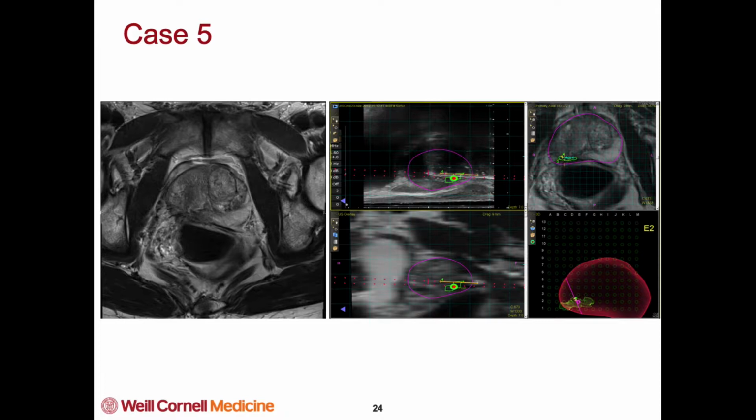And that doesn't exist with out-of-bore HIFU, with the exception of contrast-enhanced ultrasound. There's some data to suggest that's a good way to evaluate the ablation zone as well.